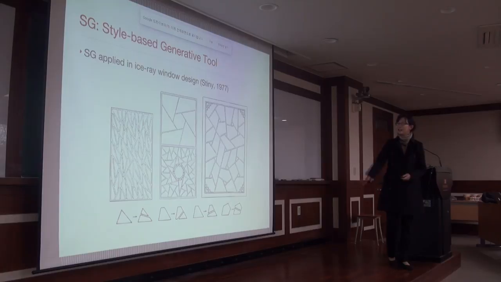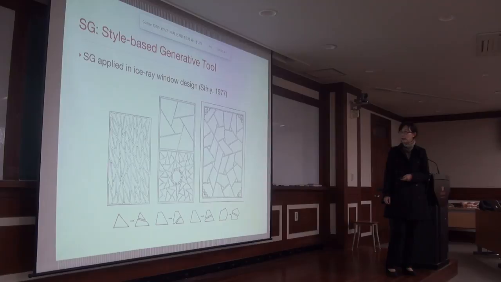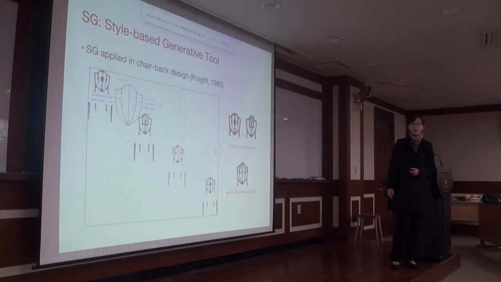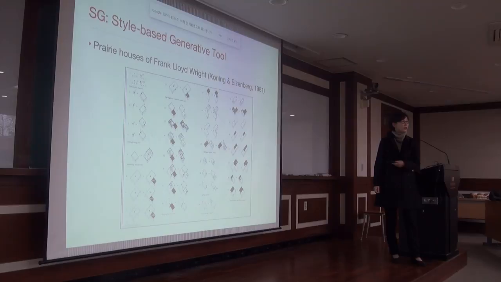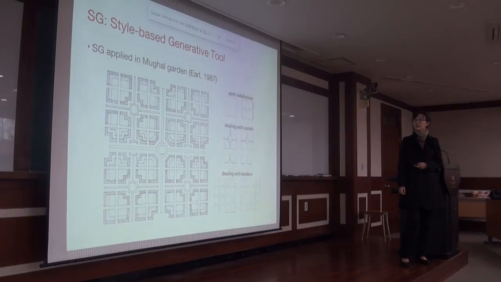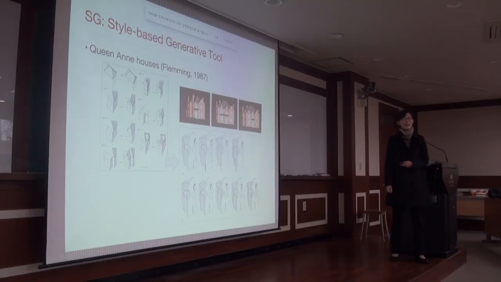So actually this one was created by Professor Judith Stiny from MIT, and then Terry Knight, right? And then they started to apply the shape grammar concept from the 70s, the 80s, and also they tried to search for some, like, Koenig and then Elizabeth, and then Frank Lloyd Wright's house, and then Earl, like a Google garden, and then Willie Fleming, who is my advisor, also tried to get some Queen Anne house deviations.